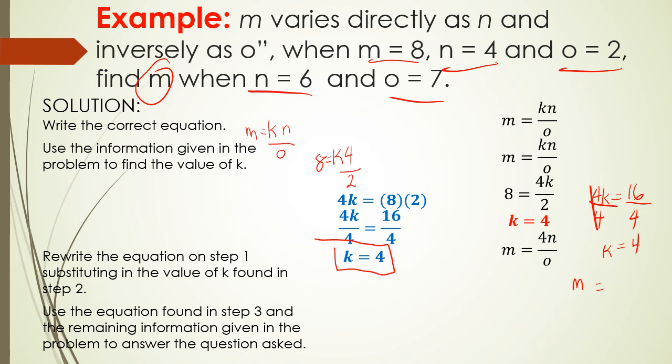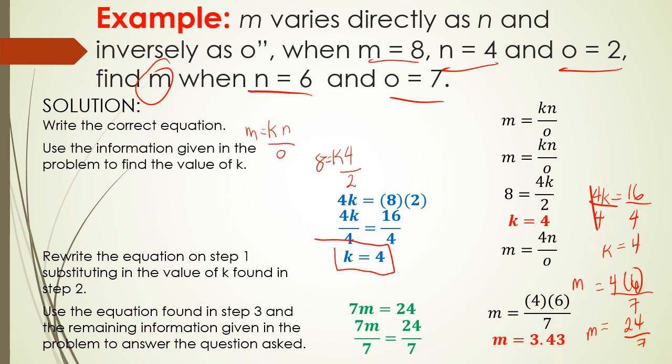Yung nakabilog is equal to, meron na ba tayong K? Meron na. What is the K? That is 4. Anong N natin na panibago? That is 6 over 7. So, 4 times 6 divided by 7. Check natin kung tama. And then the final answer would be 4 times 6, that is 24, divided by 7. So, 24 divided by 7, the answer would be 3.43. Final answer is 3.43. Even you check on your calculator, 24 divided by 7.